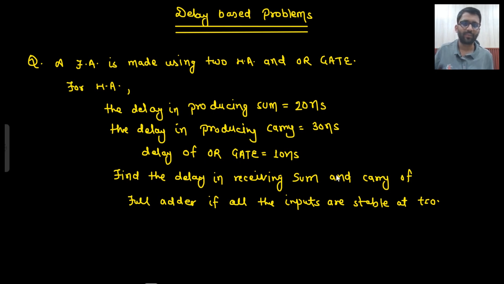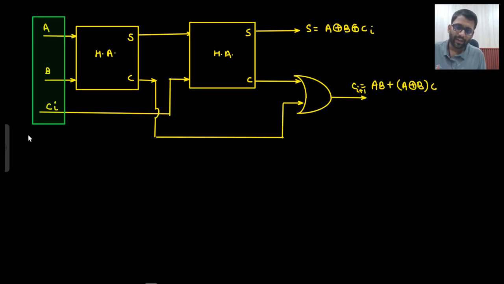So let's start with the first problem. A full adder is made from two half adders and an OR gate. I hope you know how to make a full adder from two half adders and an OR gate. For a half adder, the delay of producing sum is 20 nanoseconds, and the delay of producing carry is 30 nanoseconds. The OR gate has a delay of 10 nanoseconds. Find the delay in receiving the sum and carry of the full adder if all the inputs A, B, C are stable at t equals 0. So these inputs are applied at t equals 0.